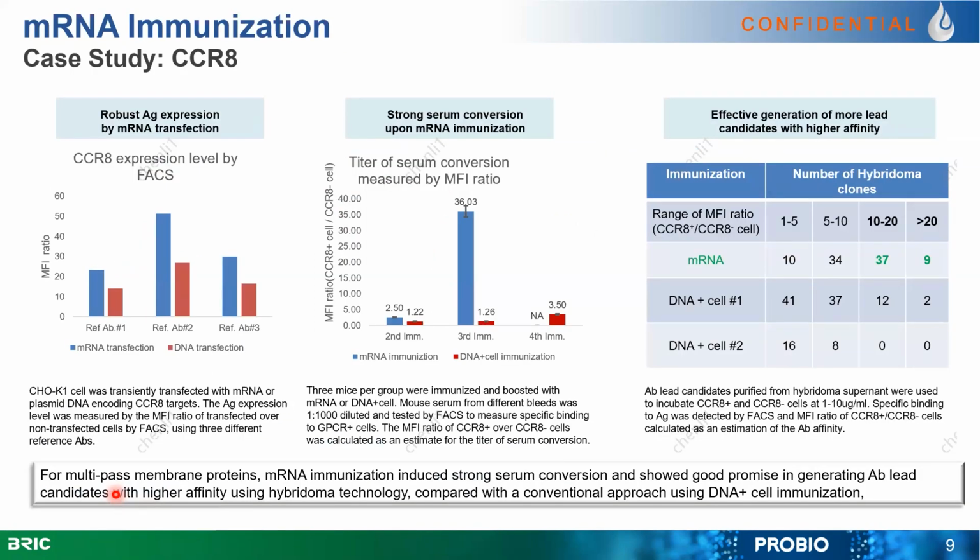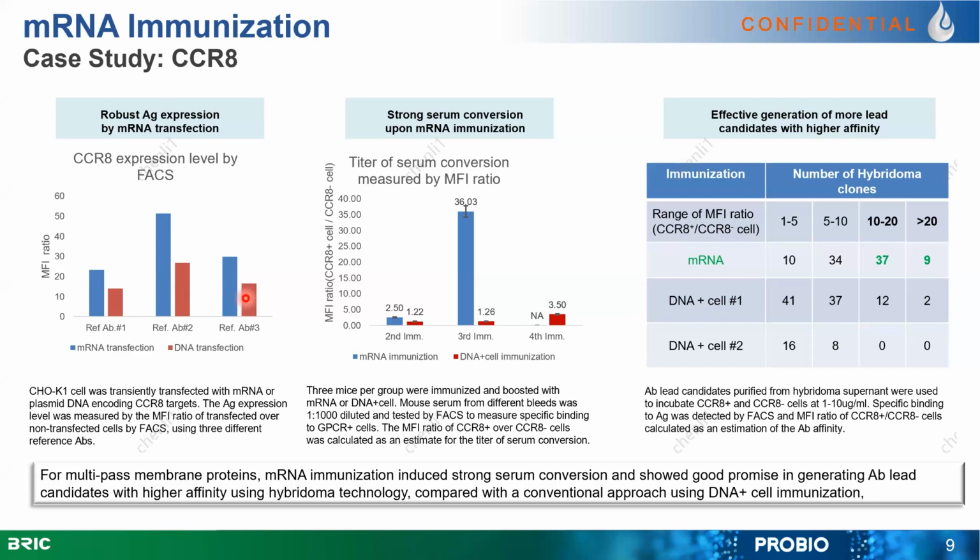This is a case study of antibody discovery against one of the most popular GPCR targets, the CCR8. The purpose of this project is to compare the outcome of a traditional DNA plus cell immunization versus mRNA immunizations at 3 different stages. The first is in vitro antigen expression level measured by flow cytometry, as detected by 3 different reference antibodies.